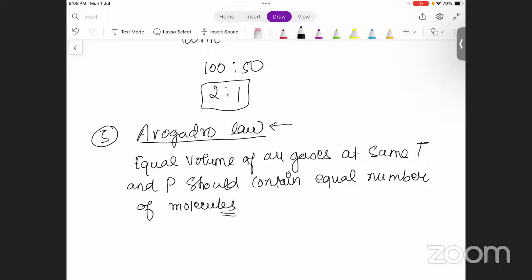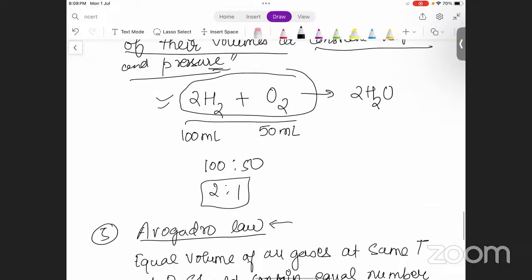Now, what does that mean? What it is saying is that equal volumes of all gases at the same temperature and pressure should contain an equal number of molecules. So this we have to understand. At that time, they didn't know much about things like how I can write the equation right here.